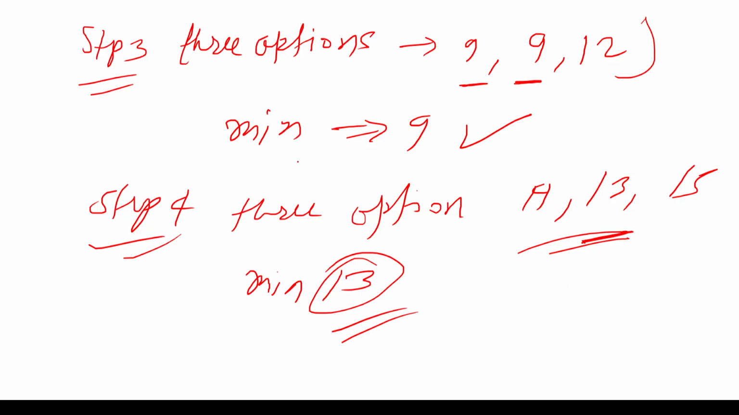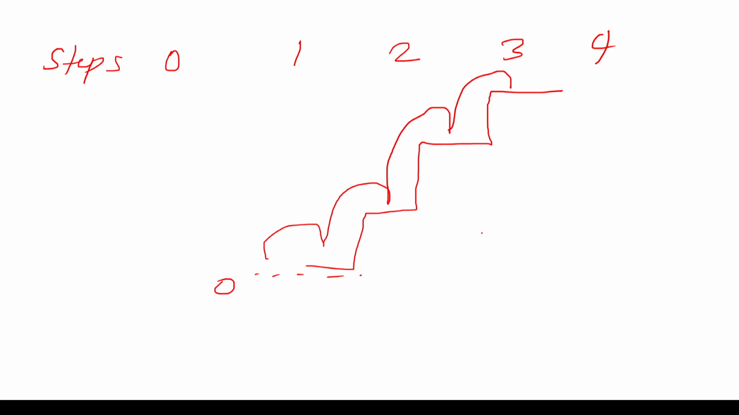Similarly, for each step, we look at the possibilities you can get, and we calculate and take the minimum. Because for each step, you can go either 1 step, 2 steps, or 3 steps. These are the given possibilities. For this 0, you can go 1 step, 2 steps, or 3 steps.